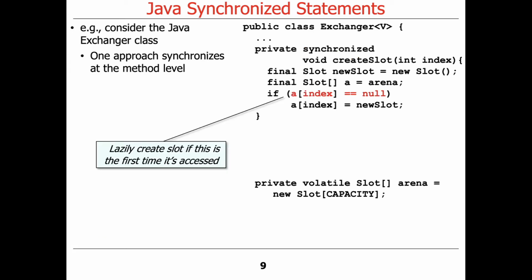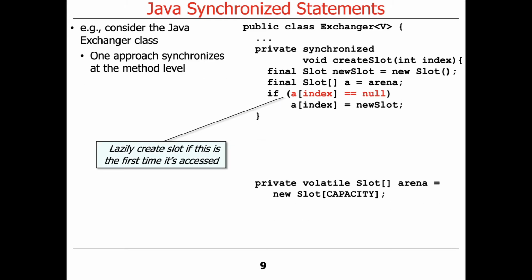So what createSlot is going to do is come in with an index, and make a new slot object. And then it's going to check the array A, which is an array of slots, a capacity number of them. If the value of A sub index is null, we're going to go ahead and assign that location in the array to the new slot that we just allocated. That's what it's doing.